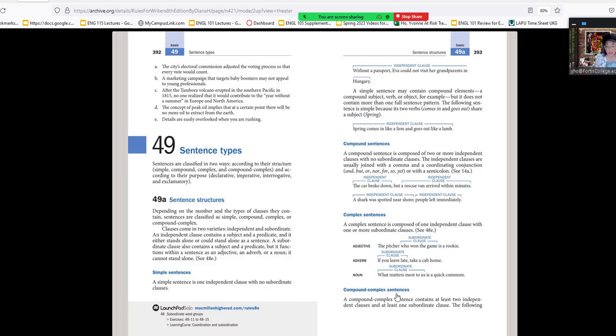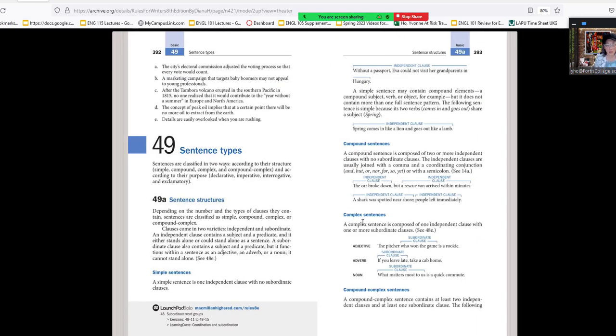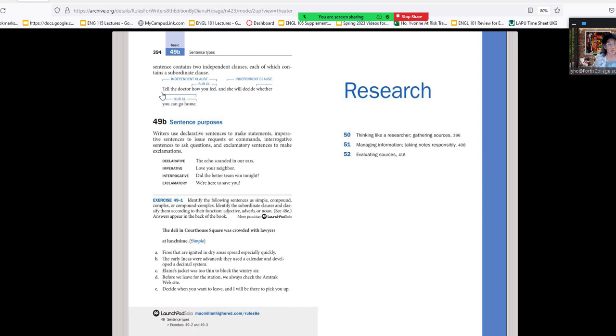Compound, complex sentence. A compound, complex sentence contains at least two independent clauses and at least one subordinate clause. So if you were to write a compound sentence and simply add a dependent clause, then you would have a compound, complex sentence. So here's an example of a compound, complex sentence. Tell the doctor how you feel, and she will decide whether you can go home.